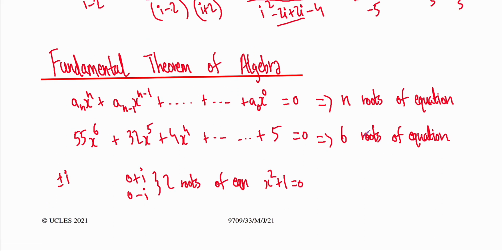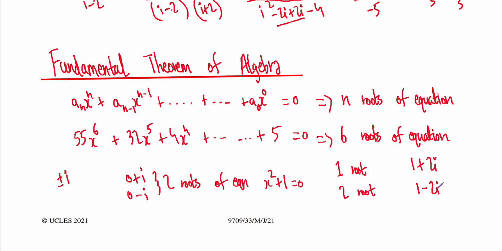One more important thing before we do some worked examples. If you have a root, and we're going to see it in the example question, let's say I gave you a root of this equation, 1 plus 2i. Then you already know the other root. The other root is going to be 1 minus 2i, which is the conjugate of 1 plus 2i. So this is the second root.